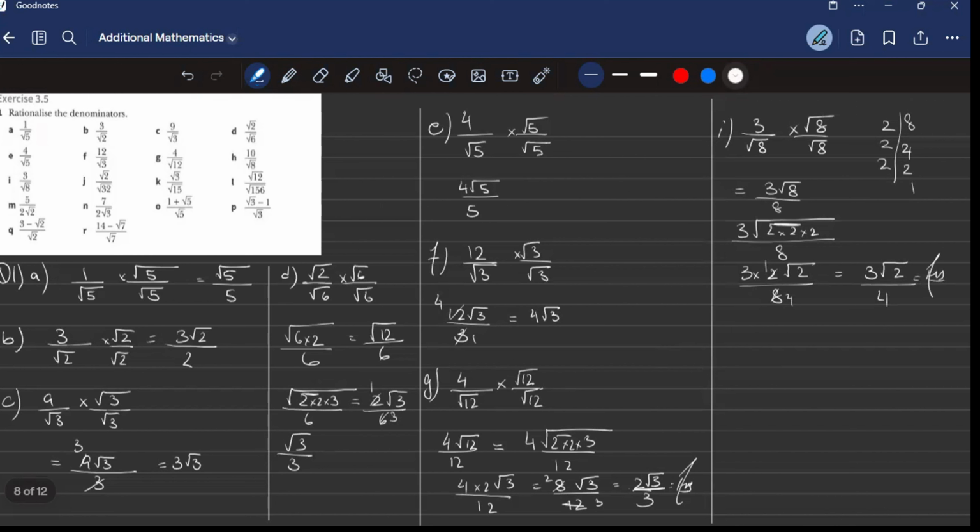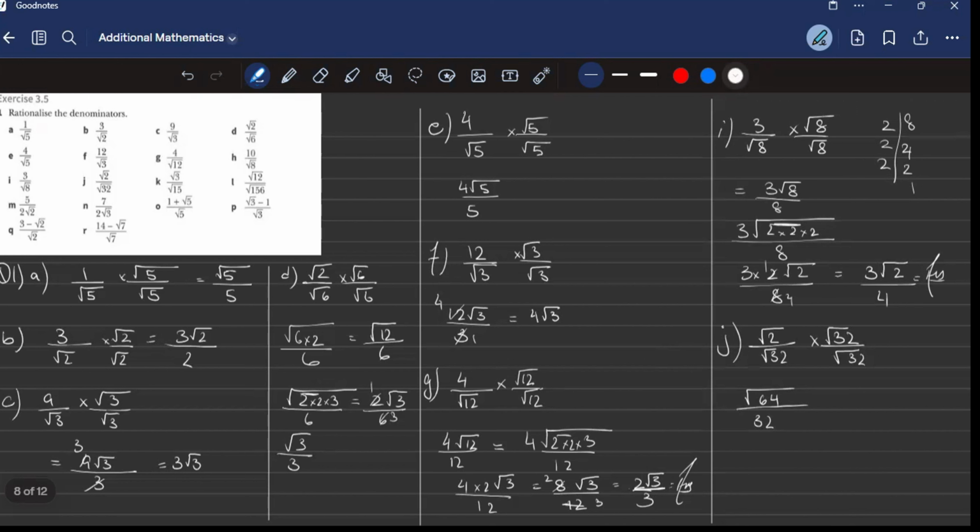Okay, proceeding on to part J. Under root 2 divided by under root 32. Again, they're both not able to be simplified, so we are going to multiply and divide by under root 32. So under root 32, under root 32 here. So we get what? Under root 32 multiplied by 2. What's 32 multiplied by 2? 64. Under root 64 divided by 32.